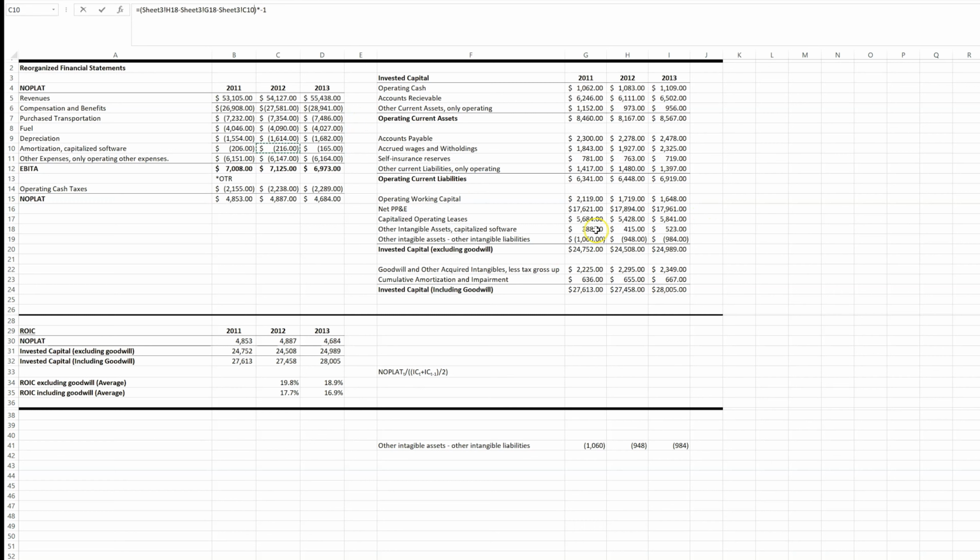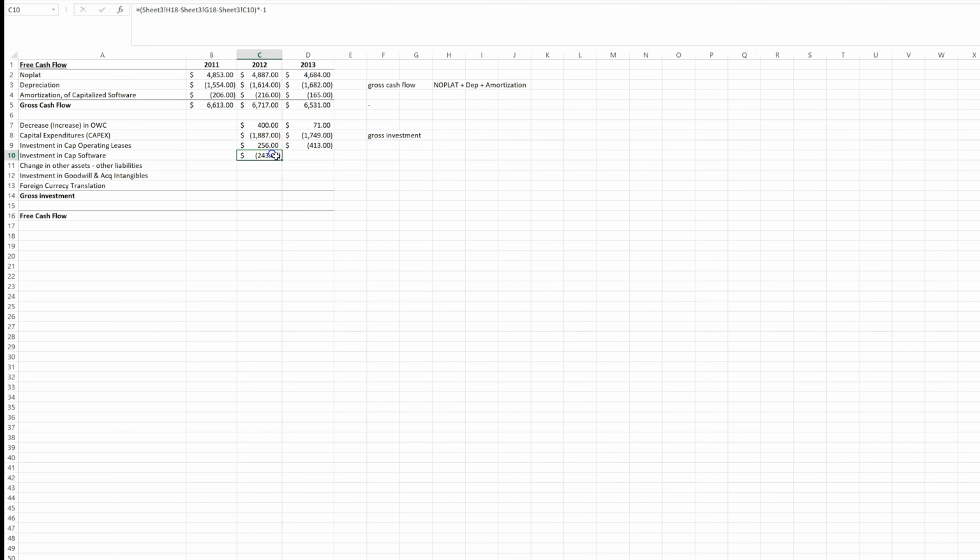My amortization should slowly decrease the value of my intangible assets over time. The only reason then that the value of my intangible assets is increasing is because the company is spending more money than that to increase the value, to keep it up, to add value to it. So I am adding back my amortization. Okay. So I am still spending a considerable amount of money investing in my capitalized software over time.